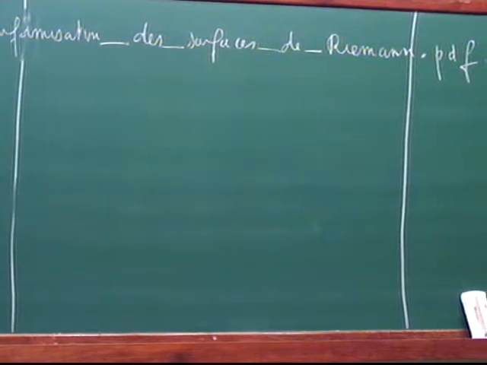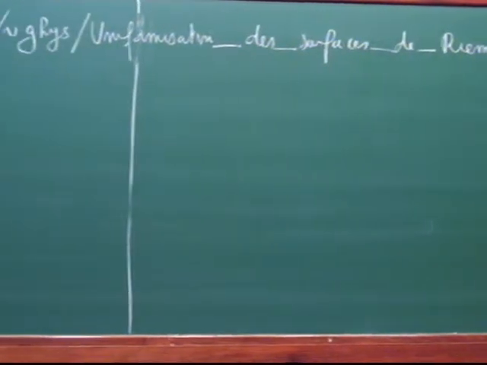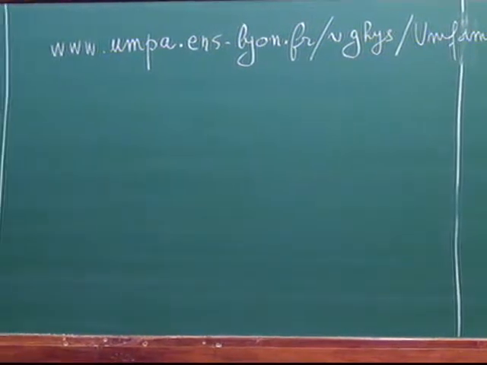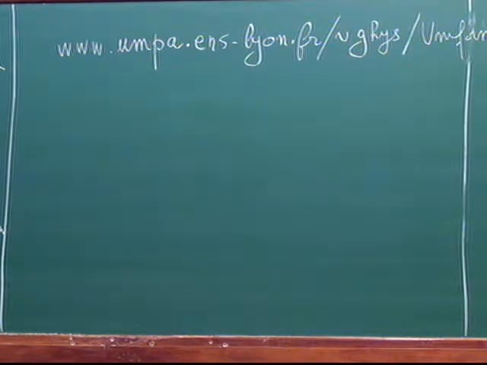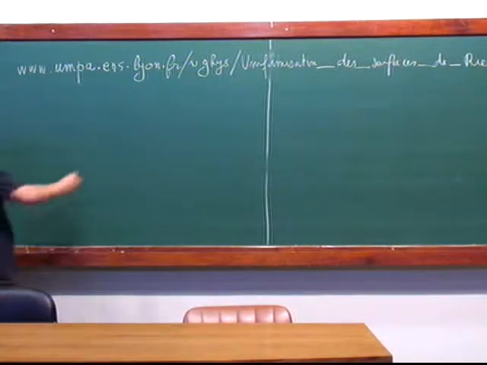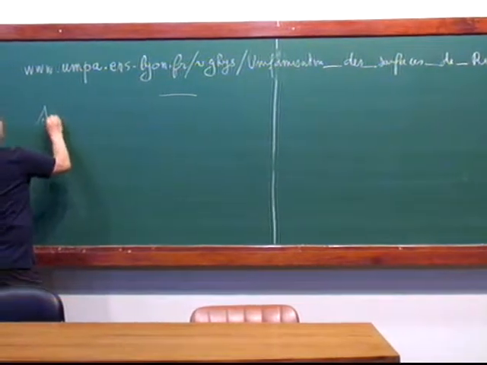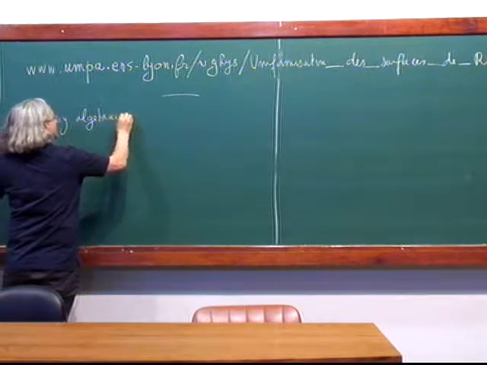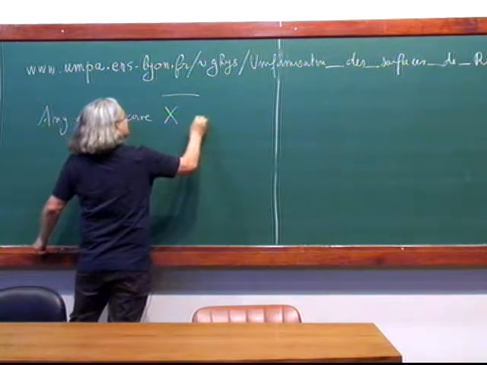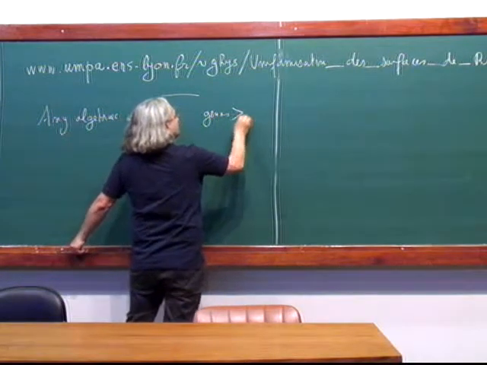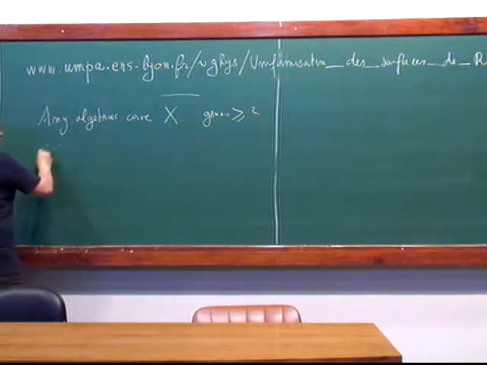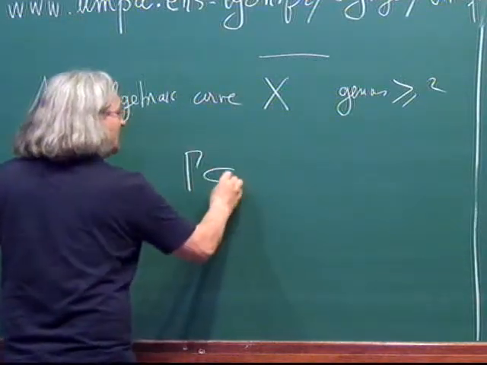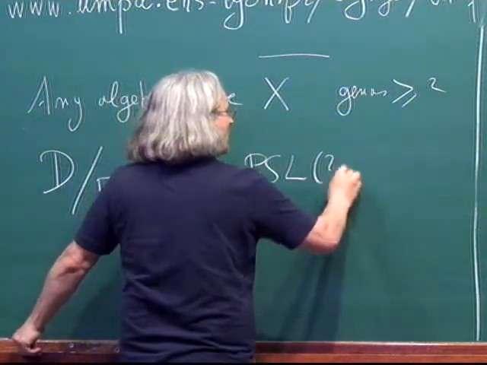Okay, so we are in the middle of trying to get a proof of the version of the uniformization given by Klein and Poincaré. We want to prove that any algebraic curve X of genus at least 2 is the quotient of the Poincaré disk by some discrete co-compact subgroup of PSL2R.